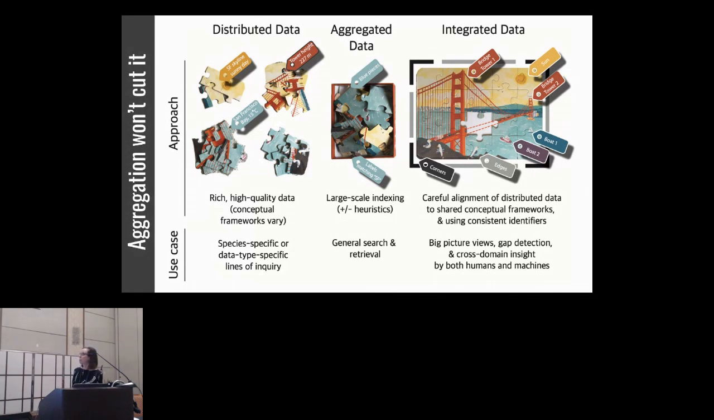But when we have truly integrated data, we get this picture. This careful alignment of distributed data and shared conceptual frameworks and using consistent identifiers to really integrate data can really give us this cross-domain insight by both machines and humans.